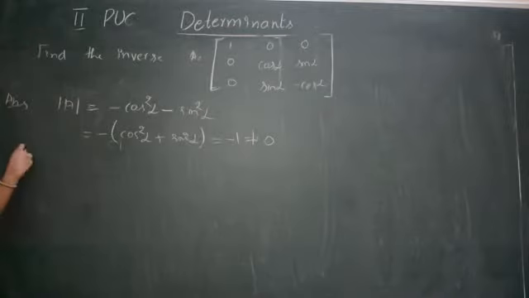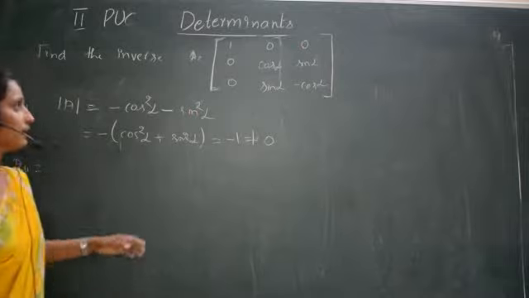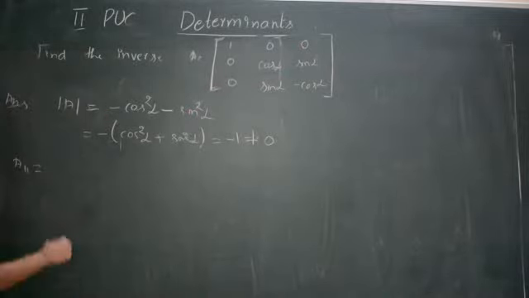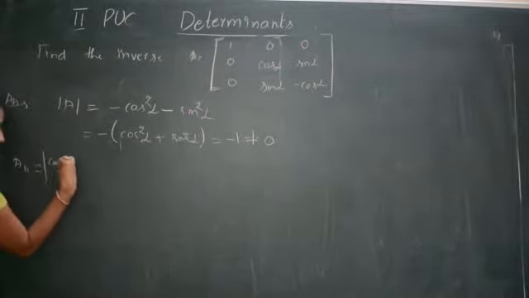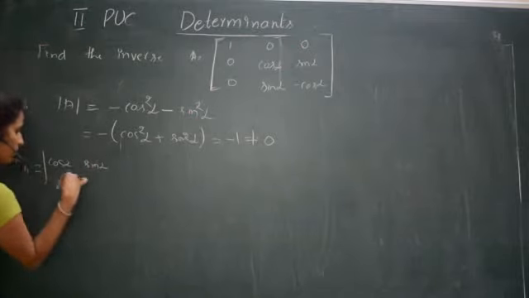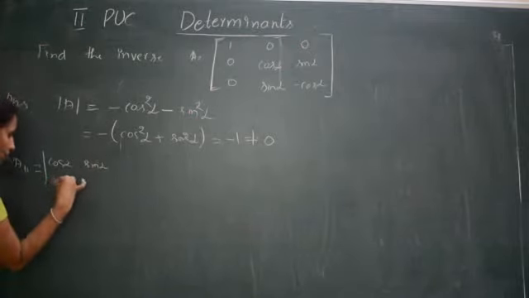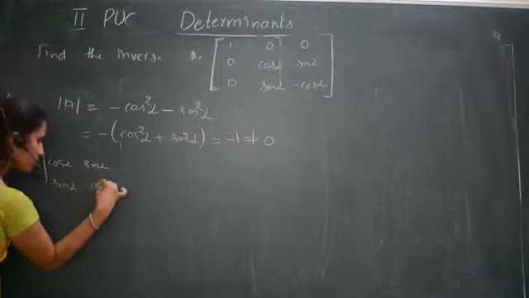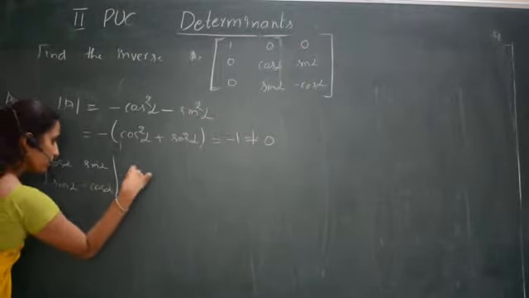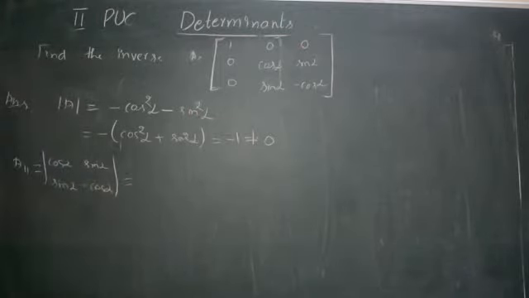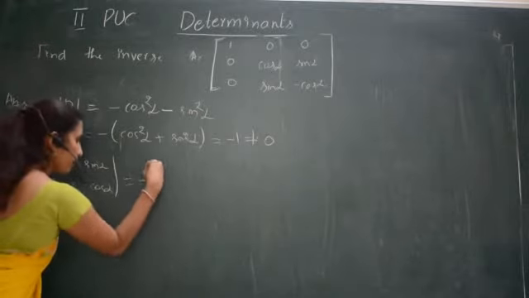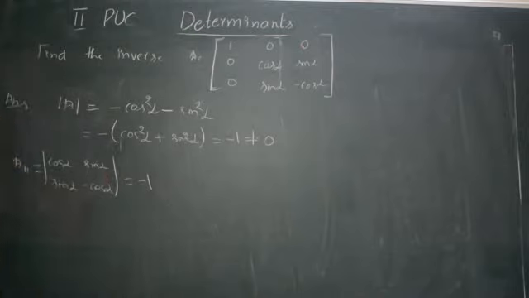So cofactor A11 is plus, by deleting, so we get cos alpha, sin alpha, minus cos alpha. So this will be equal to minus cos square alpha minus sin square alpha. So minus can be taken outside and will be minus 1. Same as determinant of A, because we expanded along the first row.